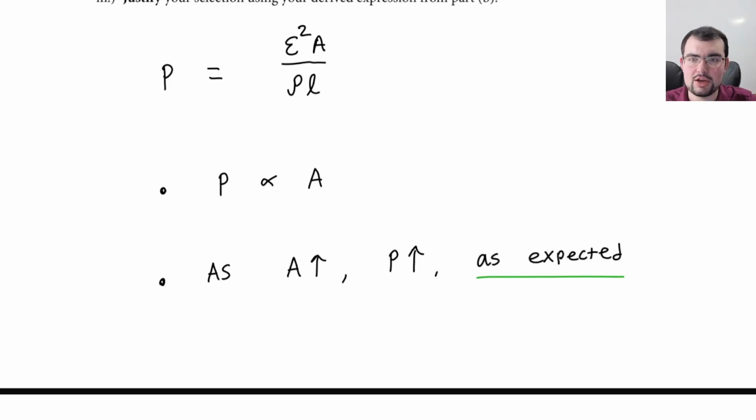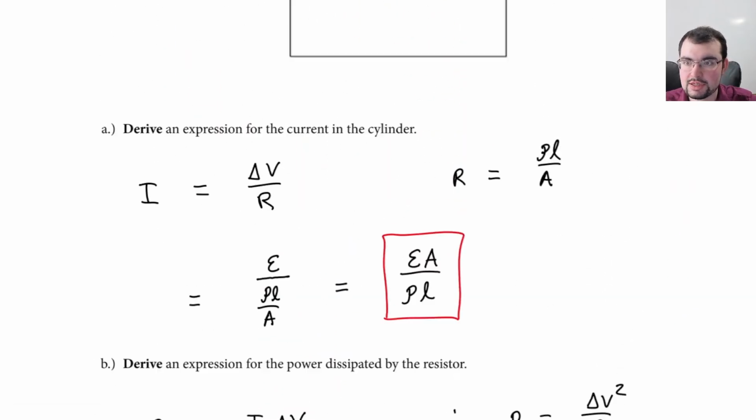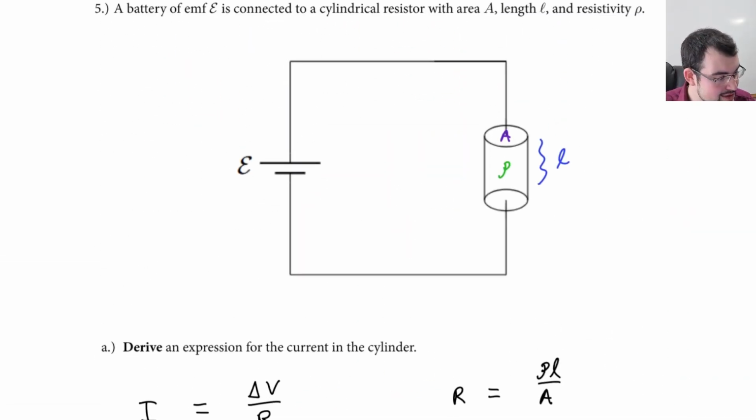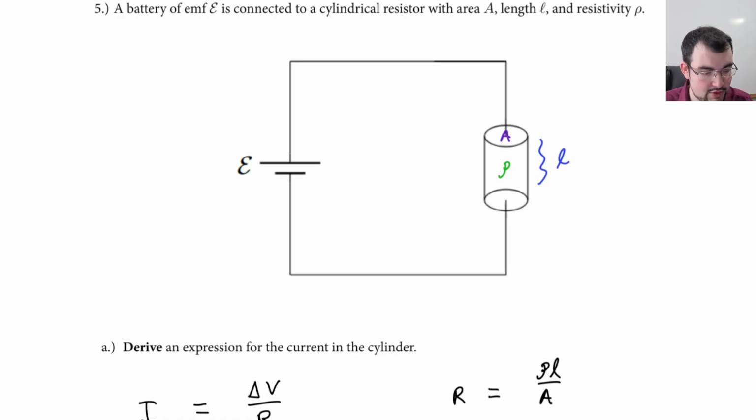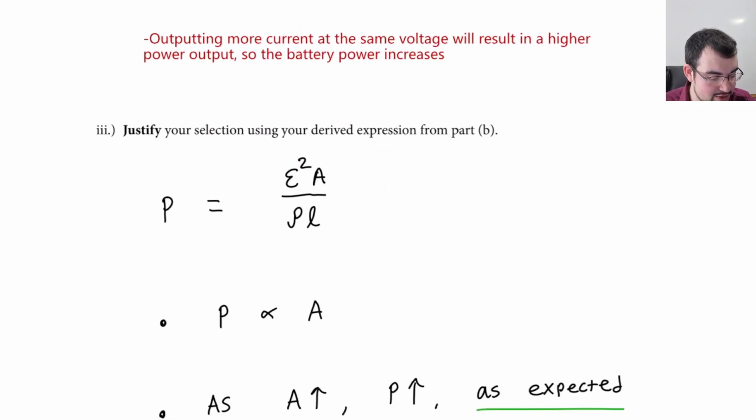And there is a subtlety here. The power dissipated by the resistor has to be the same as the power input by the battery because of energy conservation. So energy in from the battery equals energy out to the resistor, because that energy's got to go somewhere. It doesn't just vanish. So energy in equals energy out. So you have to use that subtlety.